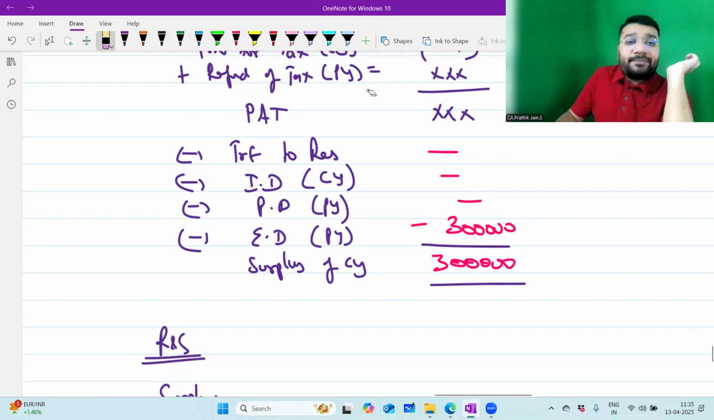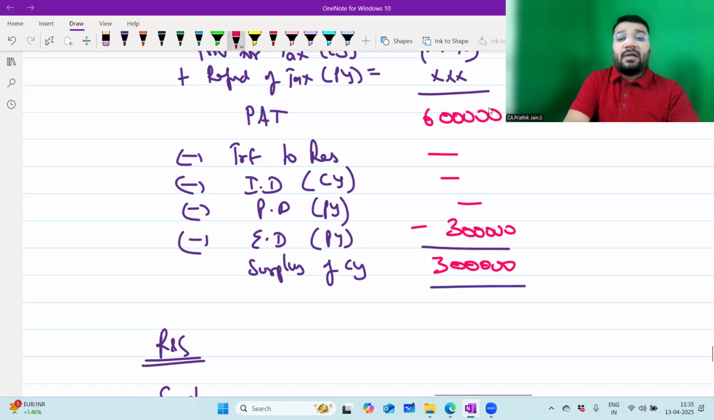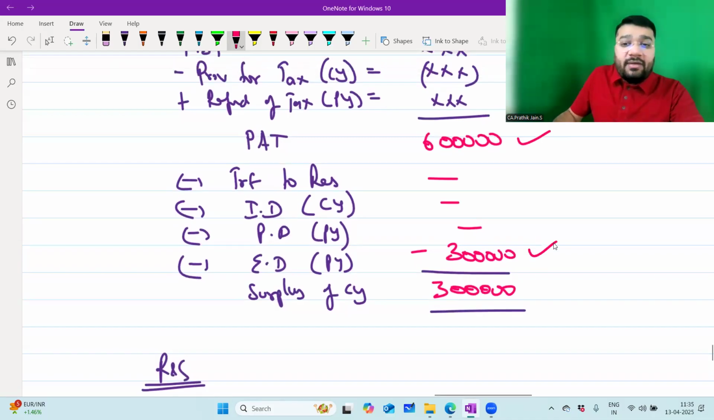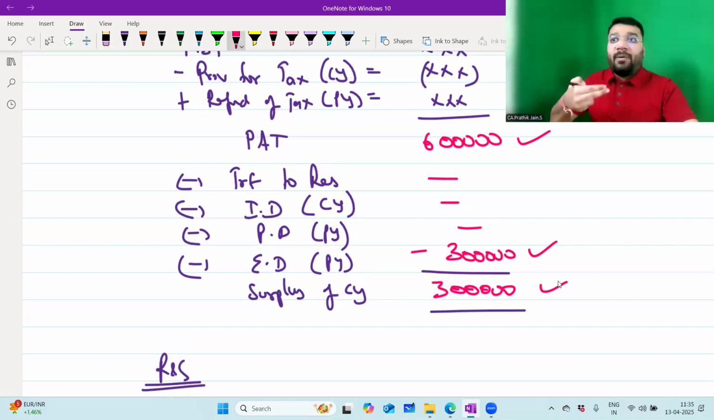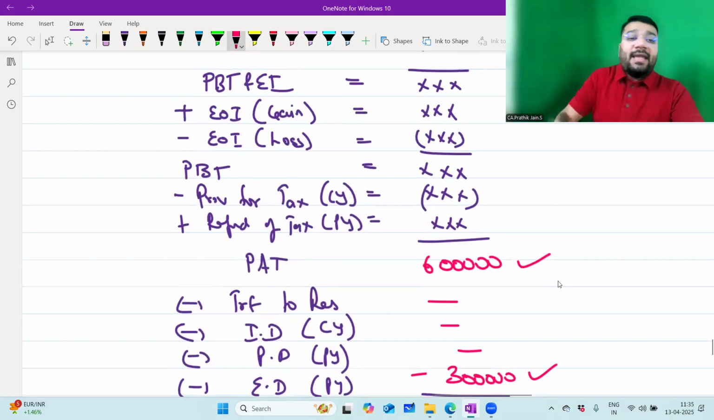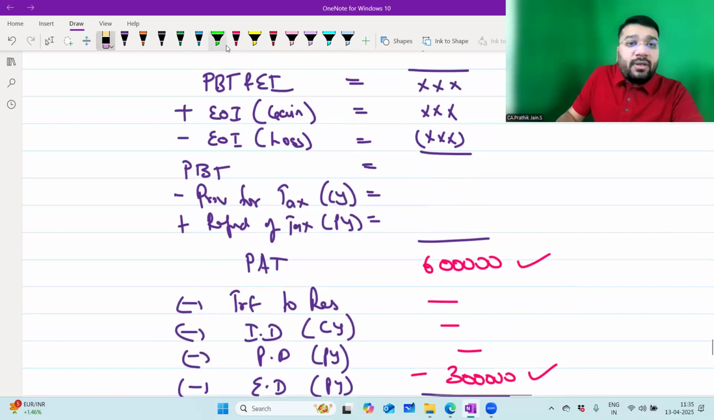So what is my PAT? How much? What is my PAT? 6 lakh rupees. Wonderful. From 6 lakh PAT, if I'm transferring 3 lakh to equity dividend, what is the balance? 3 lakh. Is it going in perfect sync? Okay. Any information about refund of tax? Refund of tax is 0. Any information about provision for tax? 0. So what is PBT? Same, 6 lakhs.